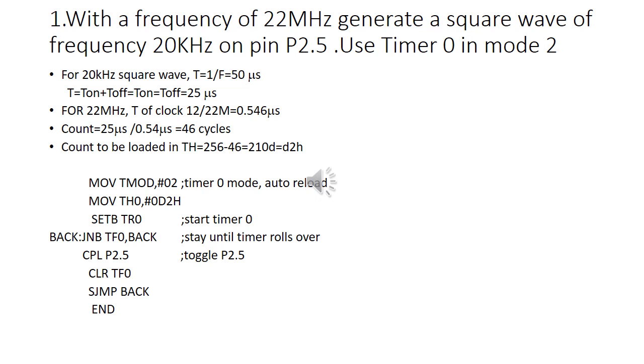After that, you are going to complement P2.5 because you need to generate the square wave. If P2.5 was 1, it will be complemented to 0. If it is 0, it will be complemented to 1, because you need to generate the square wave. After that, you are going to clear the timer 0 overflow flag. Then SJMP back. Here we are not reloading the value in the TH0 register because it is an auto reload mode. The initial count value will be automatically loaded to TH0 along with the TL0 register.